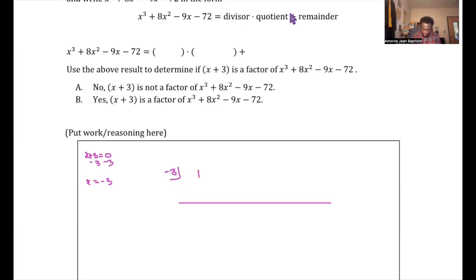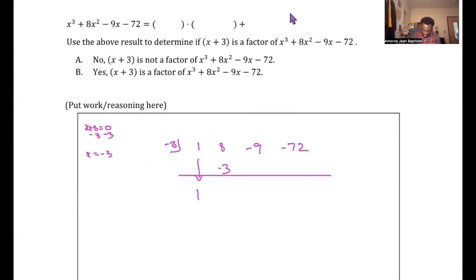coefficients 1, 8, -9, and -72. Drop the first one, 1. 1 times -3 is -3. We add 8 and -3, that's 5. 5 times -3, that's -15. Negative 15 plus negative 9 is negative 24. Negative 24 times negative 3 is positive 72. So the remainder is 0.